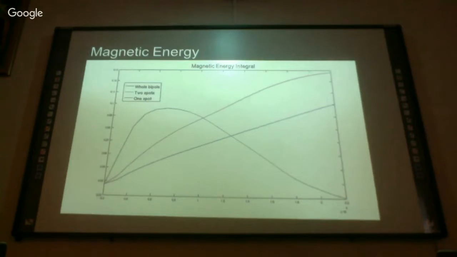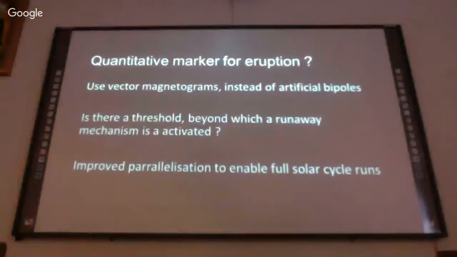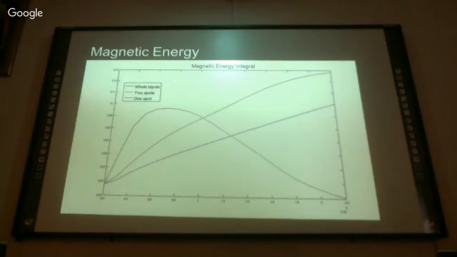And this is the magnetic energy, which is the integral of B square over the entire volume. The magnetic energy rises more rapidly in the first case, where the whole dipole is being twisted, and again it falls away quite sharply, as opposed to the other two cases.